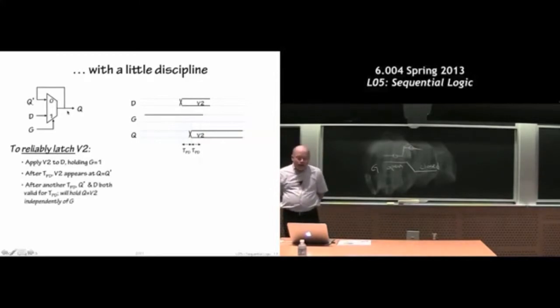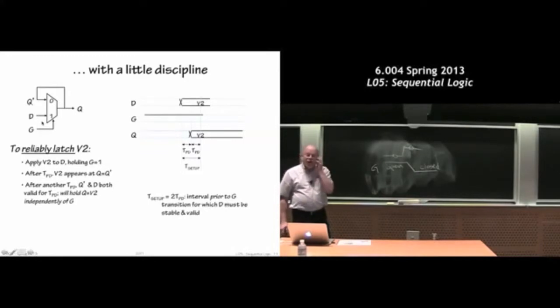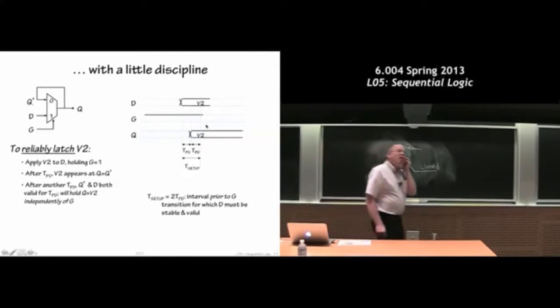If we wait for another TPD, that means the Q signal has become stable right after the end of the first TPD, because that's when Q became stable. So the Q prime input, which is just Q, has now become stable. If we wait for another TPD, the value of Q on the output reflects the fact that both Q prime and D have the same value. And now it's safe to change G. So if we have this discipline that D has to be stable for 2 times TPD before G can change, we're in a situation where our lenient mux is guaranteed to work correctly.